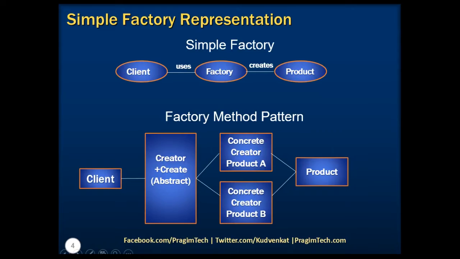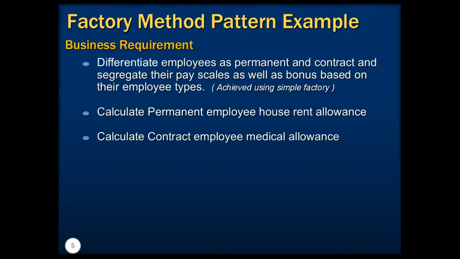Let's now take a look at the business use case. If you recollect the previous session, we have already addressed point number 1 as part of the simple factory implementation. Now let's say we need to compute house allowance, which is specific to permanent employee, and we need to compute medical allowance specific to contract employee. Then the current simple factory implementation gets a little tricky and complicated. Let's see how we can address this by extending our previous example.